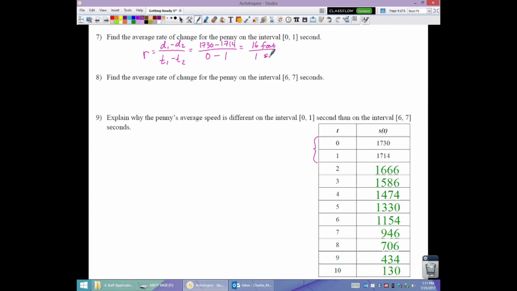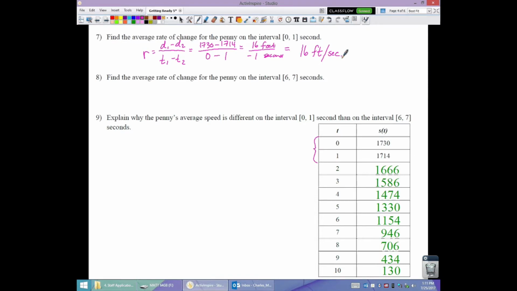in 1 second. Now, technically, that's a -1 because we get a negative rate of change anytime something is going down, but we're not really interested in the negative right now. So our average speed was 16 feet per second.